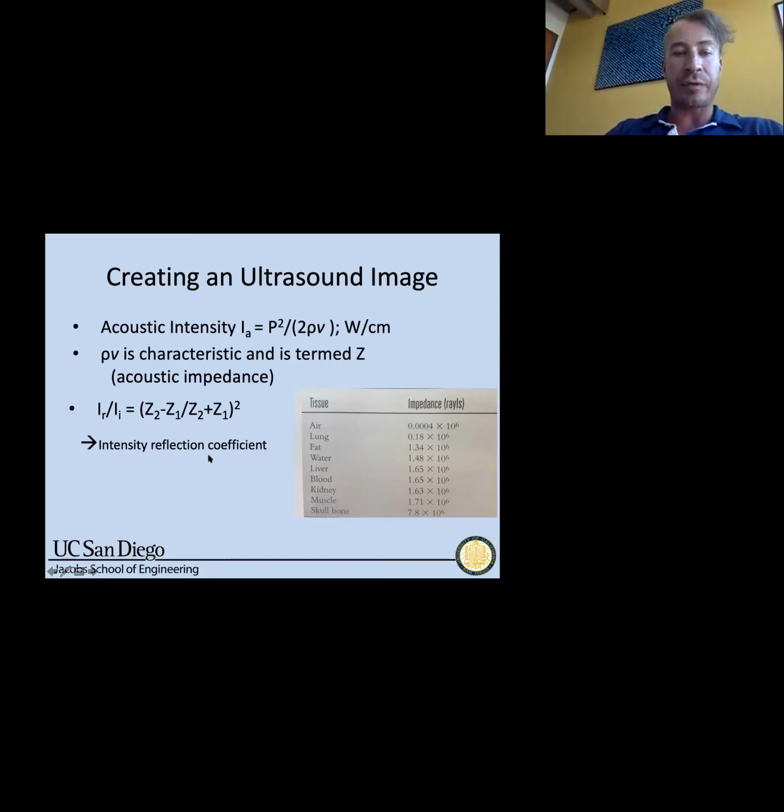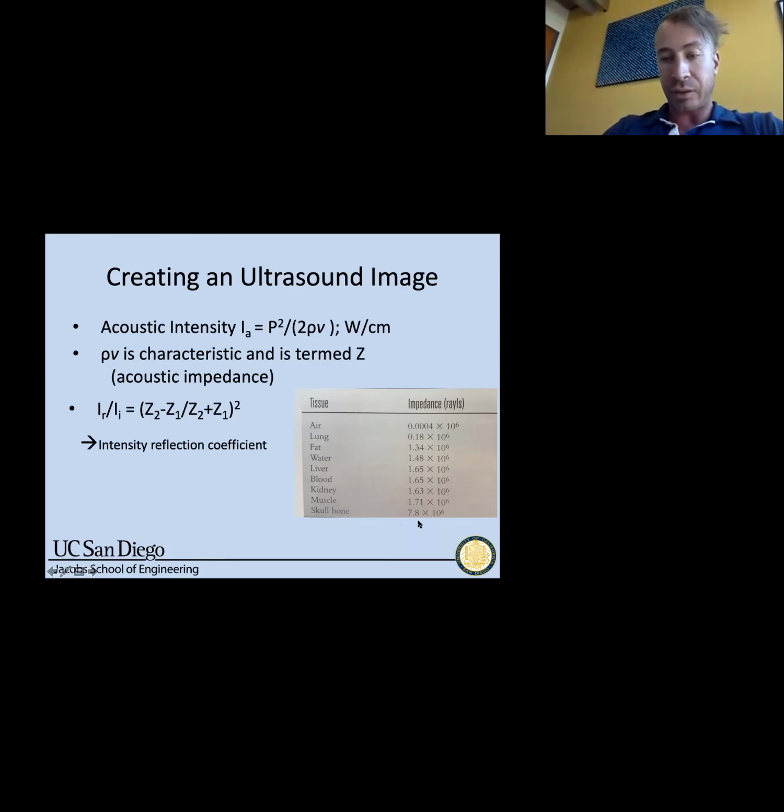And the intensity reflection coefficient describes the interface between the reflected sound and the incident sound. And it's a function of the two tissue types that the sound is traveling through, okay? So if we have a high intensity reflection coefficient, a lot of this sound is reflected back, okay? That is going to lead to more contrast in our image, okay? So let's look at something that should produce a lot of contrast.